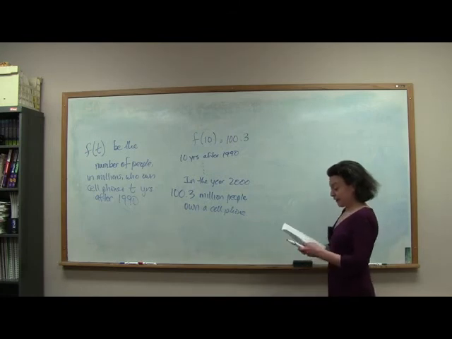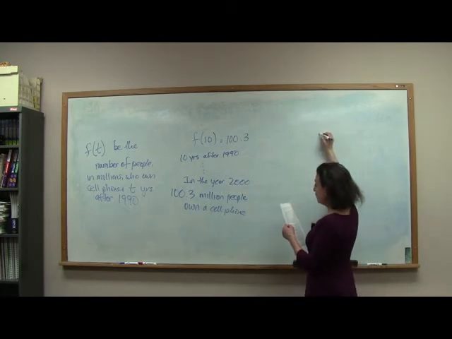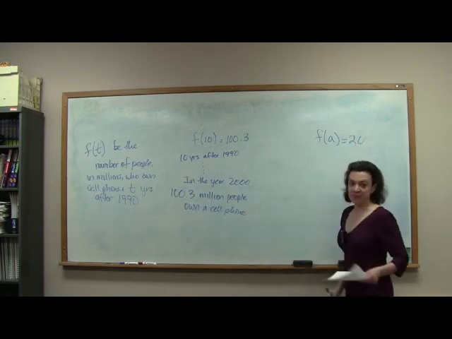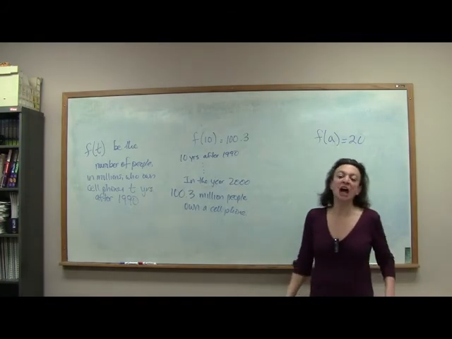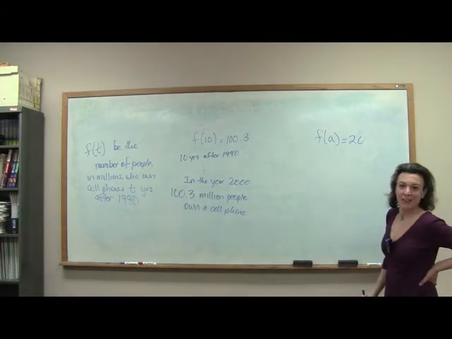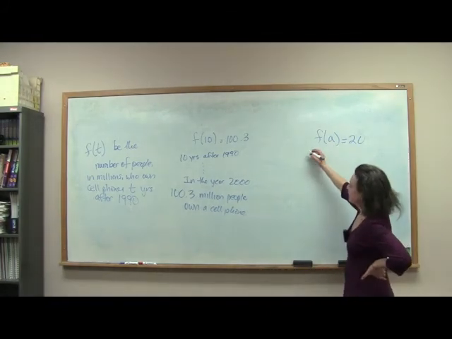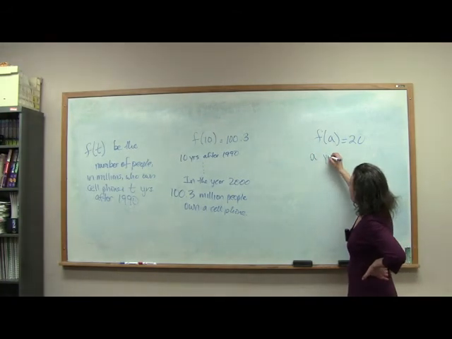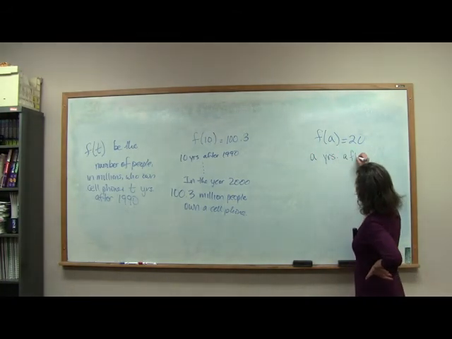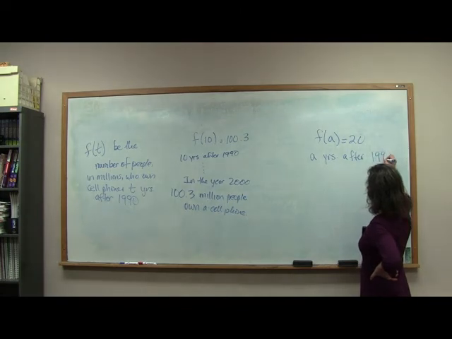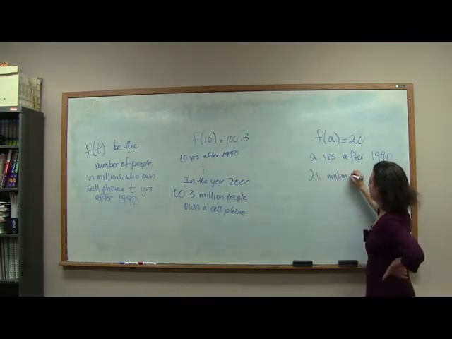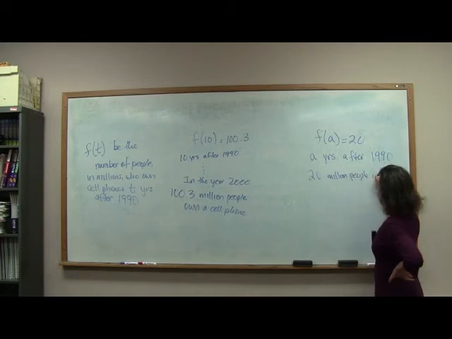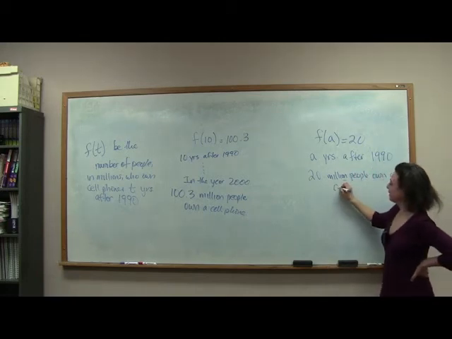Let's just do a couple more. What if I want to say f of a equals 20? And I understand having another variable in there is not very satisfying. But the way we could say this is as follows. a years after 1990, 20 million people own a cell phone.